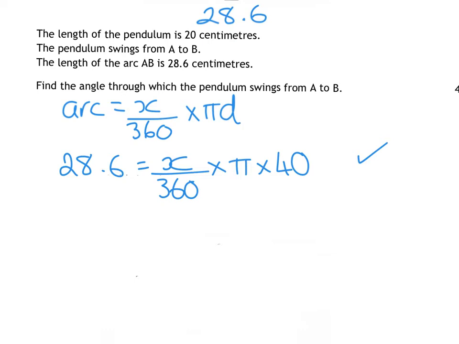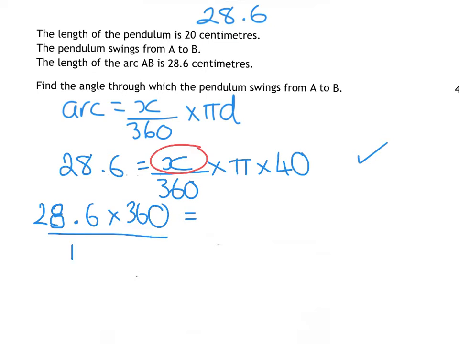From there, we're going to change everything because our target is to get x on its own. So we need to move everything else around from that. So x is being divided by 360, so we do the opposite of divide by 360. And we times by 360. And that's undone that bit. Opposite of times by pi is divide by pi. Opposite times by 40 is divide by 40. So we can move them together as a pi times 40 and divide by them. And then go to your calculator.